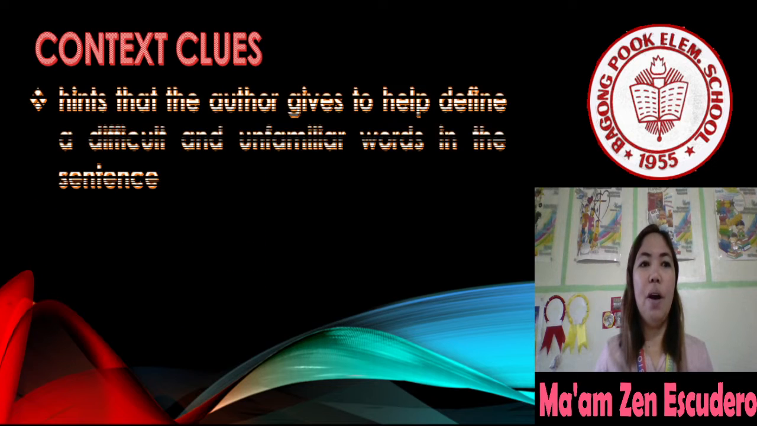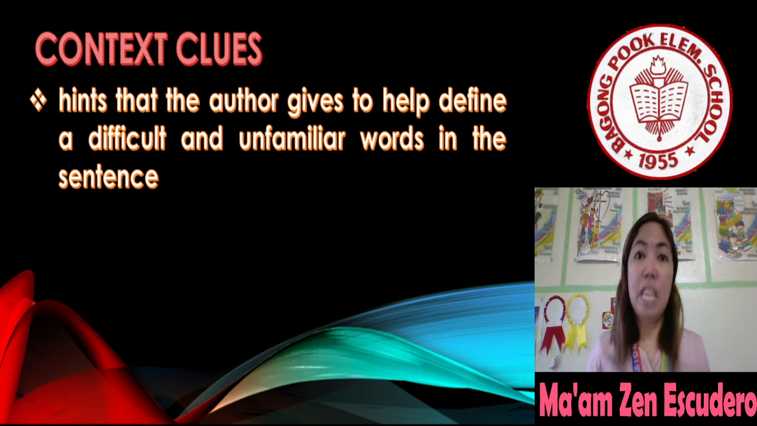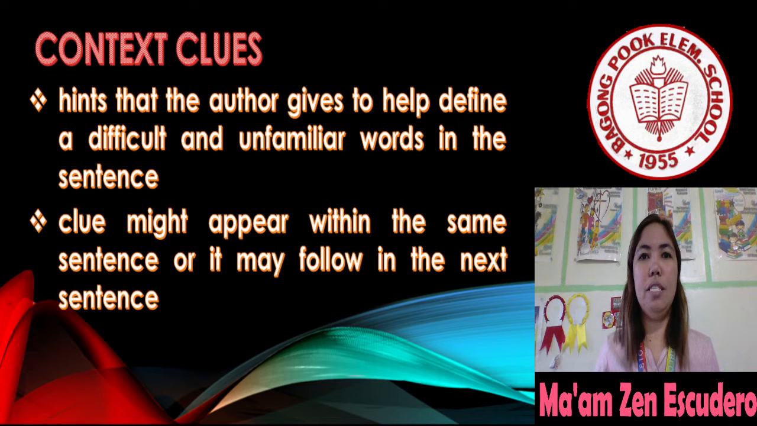Context clues are hints that the author gives to help define difficult and unfamiliar words in the sentence. When we read, we usually encounter unfamiliar words or words that we don't understand the meaning. To help us, the author or the writer gives us some clues and hints for us to be able to understand the meaning of those unfamiliar words. A clue might appear within the same sentence or it may follow in the next sentence. So sometimes it is located in the same sentence where the unfamiliar word is located or in the following sentence next to it.